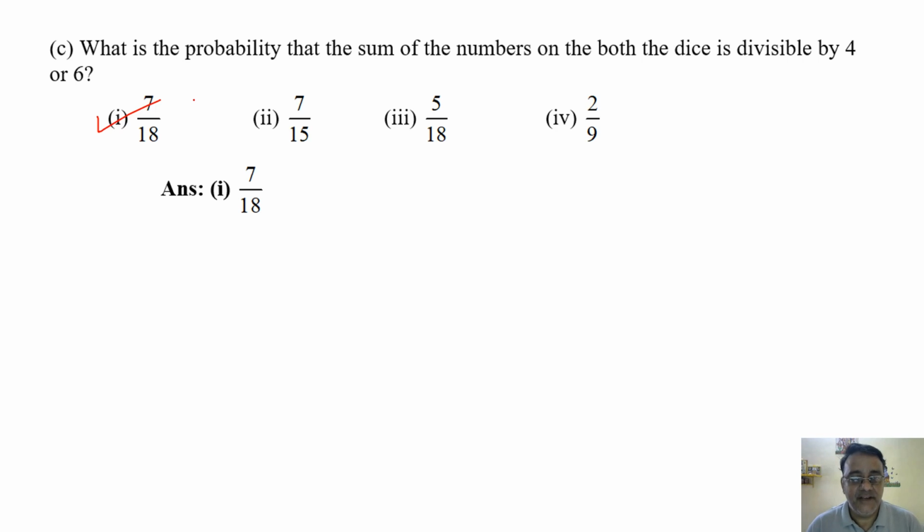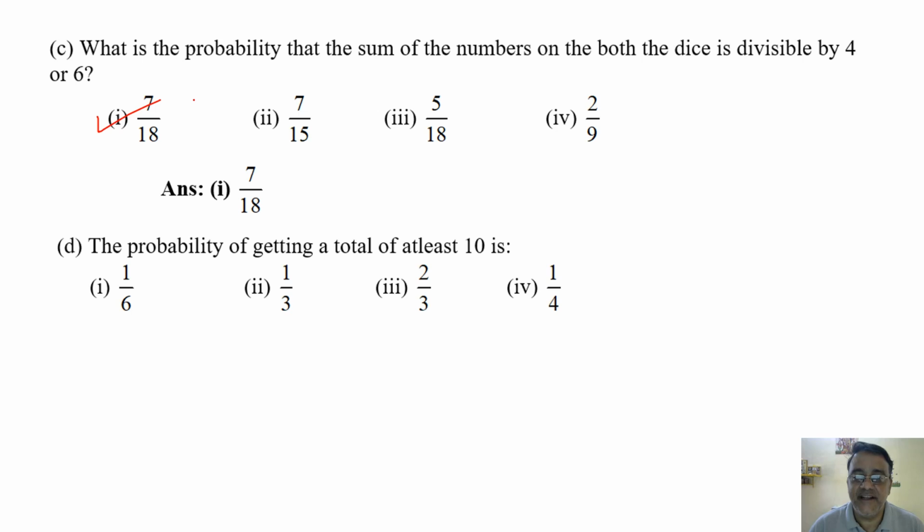Okay. Now the next question, the probability of getting a total of at least 10. At least 10 means greater than or equal to 10, right? मतलब 10, 11, 12, बस. So 12 and 1, 11 and 2, and 10 and 3. So 6 आ रहा है देखो. So 6 by 36 and the correct option is 1 by 6, the first one, right?